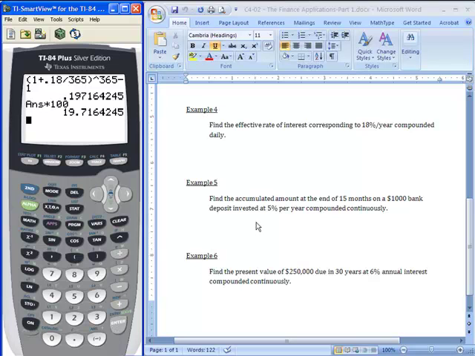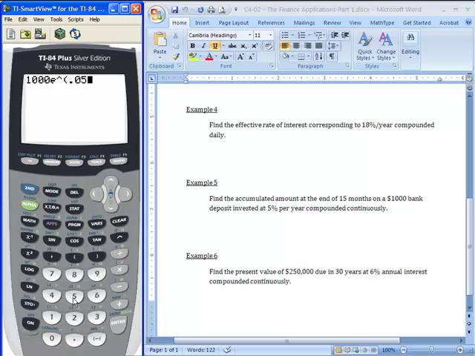All right, next we have find the accumulated amount at the end of 15 months on a $1,000 bank deposit invested at 5% per year compounded continuously. All right, I'm going to clear out our calculate screen. And I remember that accumulated amount, under continuous compounding, is going to look like $1,000. That's our principal, or our starting amount, times E to the rate times time. So we're going to take 0.05 as our annual interest rate.